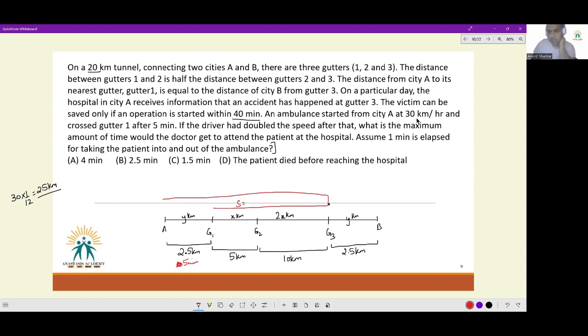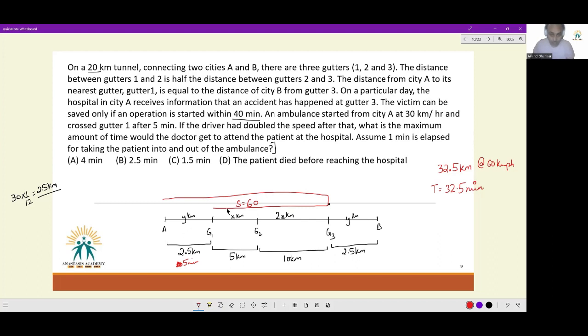An ambulance started from city A at 30 kilometers per hour and crossed gutter 1 after 5 minutes. If the driver had doubled the speed after that, now the speed has become 60. What is the distance that the driver is traveling? 5, 10, 10, 5, 30, 32.5. 32.5 kilometers it is traveling at the rate of 60 kmph. So the time it will take will be 32.5 minutes.